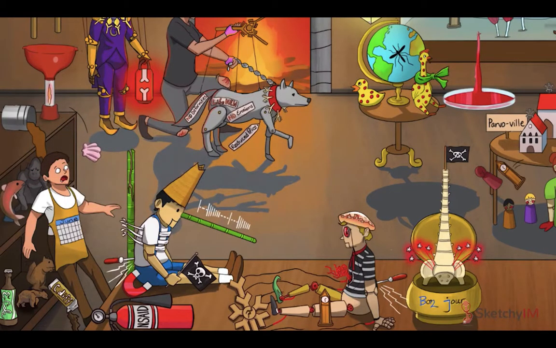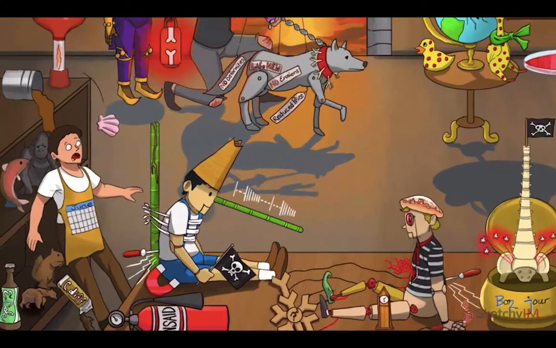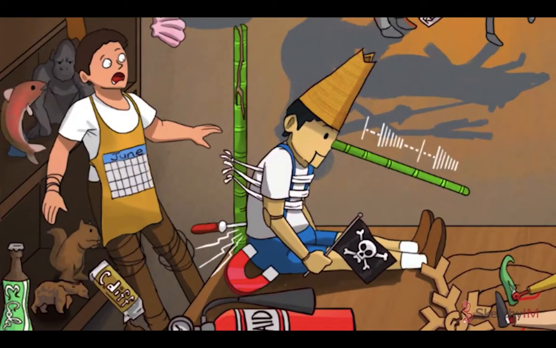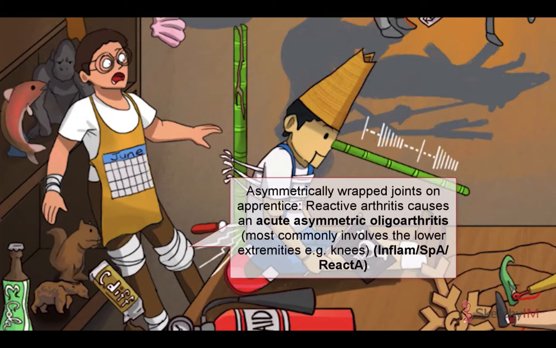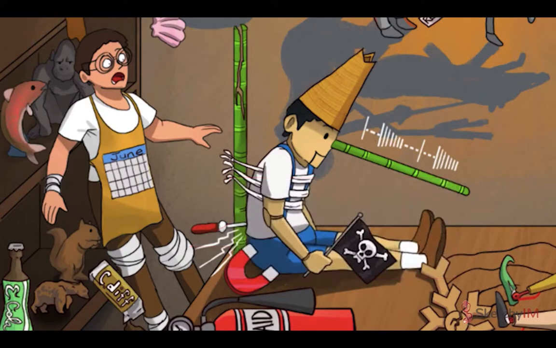Just remember the overall theme, GU and GI. Reactive arthritis presents as an acute asymmetric oligoarthritis that most commonly involves the lower extremity joints, such as the knees. Yep, the typical spondyloarthritis joint symptoms, oligo and asymmetric. Extra-articular manifestations are common. Kind of the recurring theme here, in case you haven't noticed.